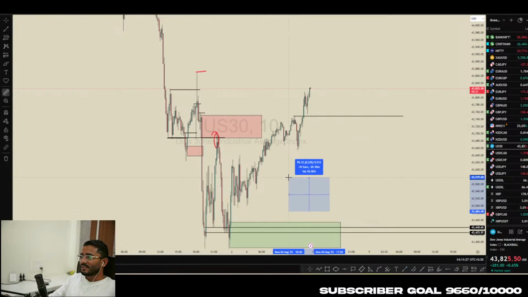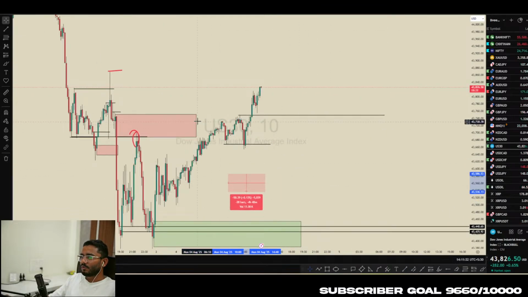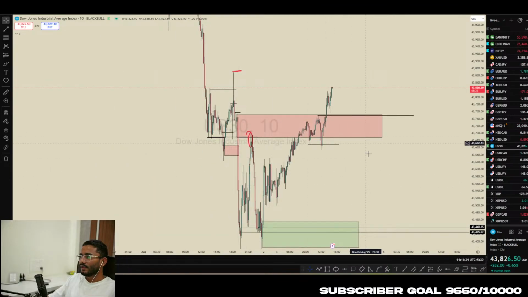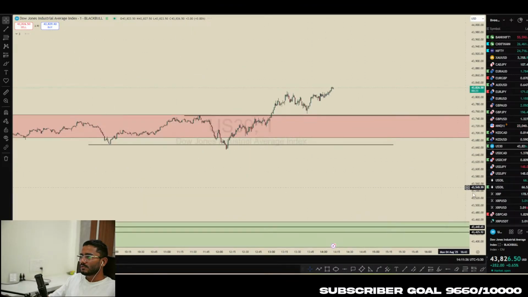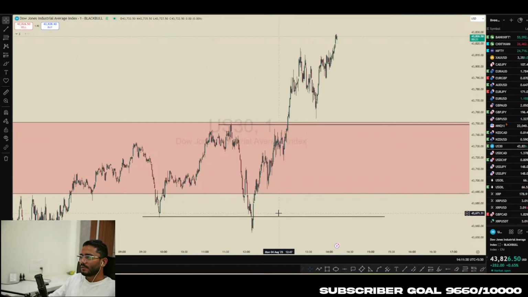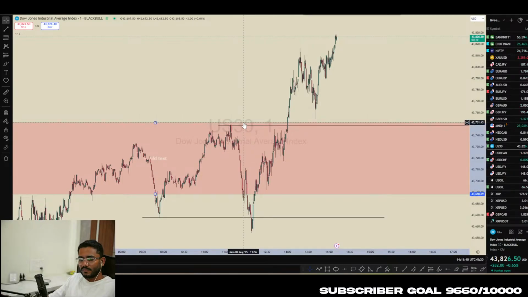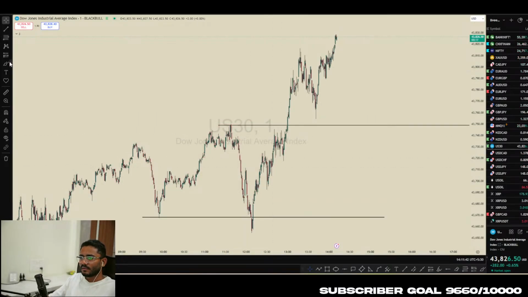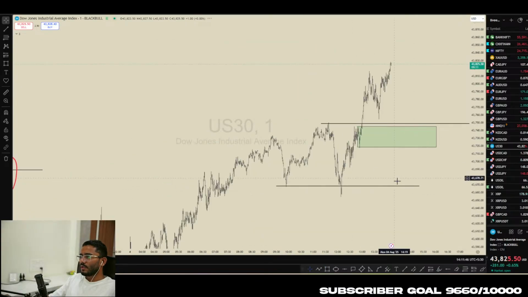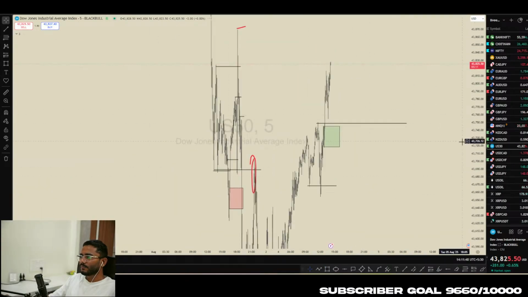So this is the area where price took out the liquidity, and we have this breaker block area to the left side, creating an important level. If you go to a lower time frame, there is not a clear order block, but we can use this whole area as our order block, and we can look for a buy side trade to the upside.